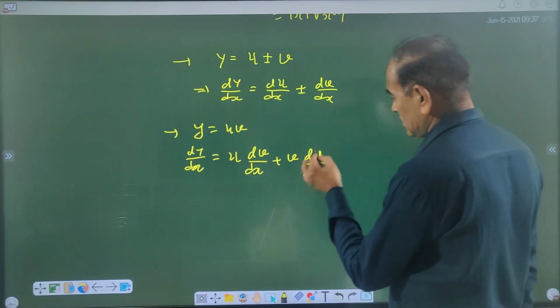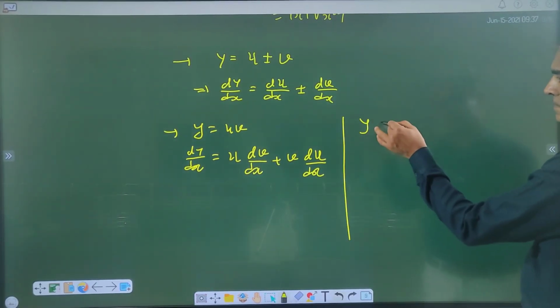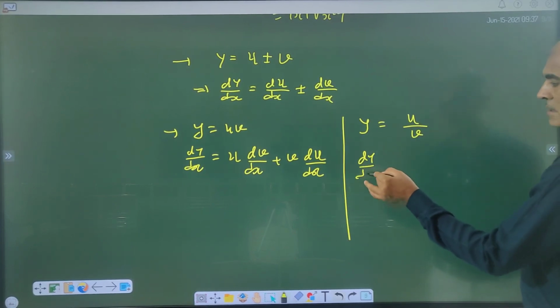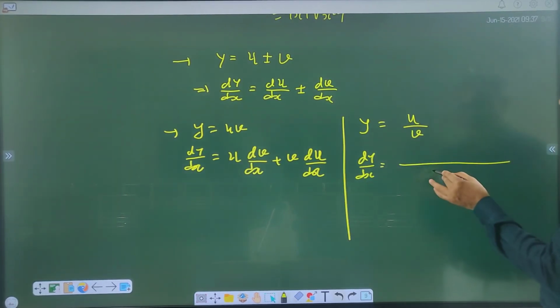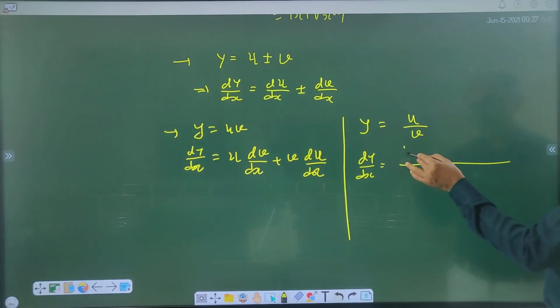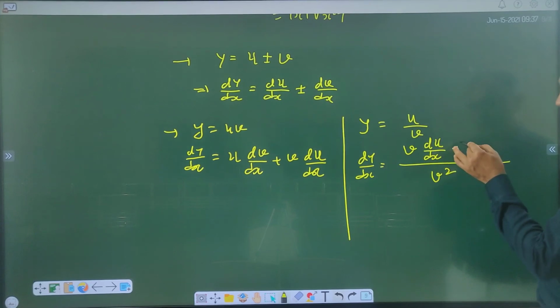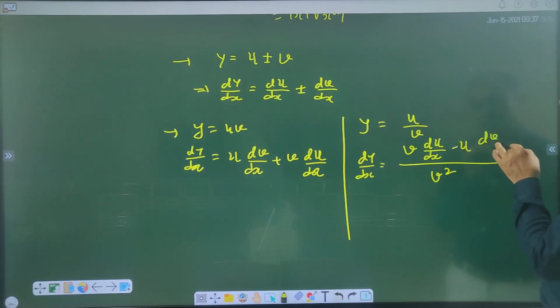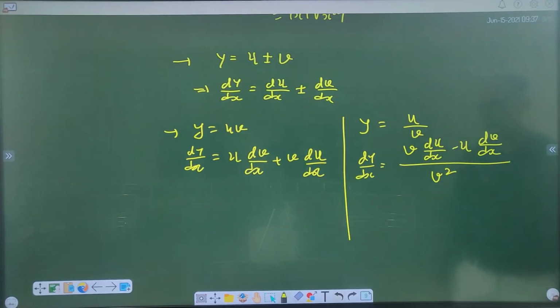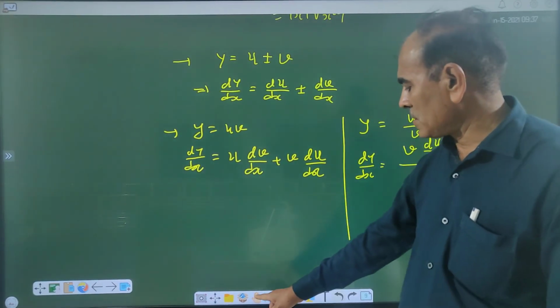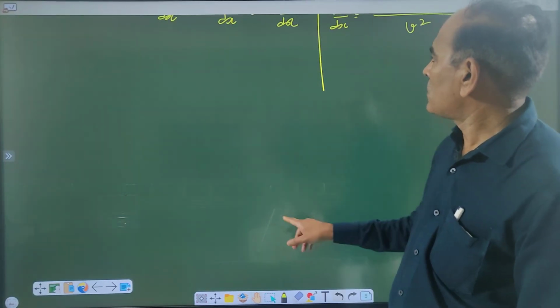Next, y is equal to u by v. What is dy by dx? Denominator quantity whole square, denominator quantity as it is, derivative of numerator minus numerator as it is, derivative of denominator quantity. That is the division rule that we know. So these are the working rules of differentiation.